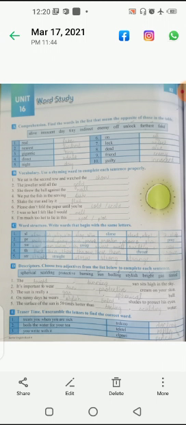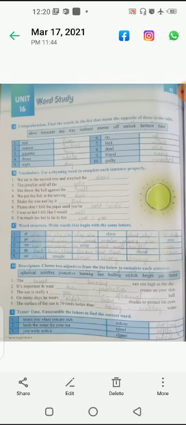Now, exercise B, vocabulary. Use a rhyming word to complete each sentence properly. Rhyming words, we have read this many times. I think in each unit we have read about rhyming words. So again, I will repeat the definition, that rhyming words mean the words which have the same ending sound. Clear? So we sit in the second row and watch the show. Show is the rhyming word of row.